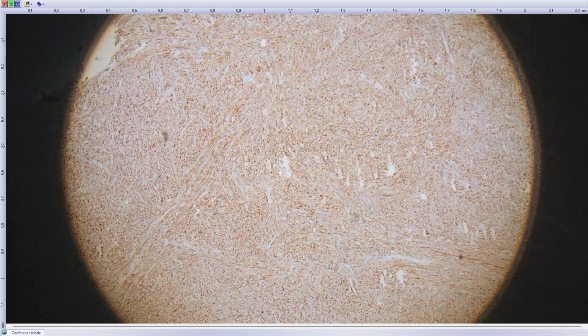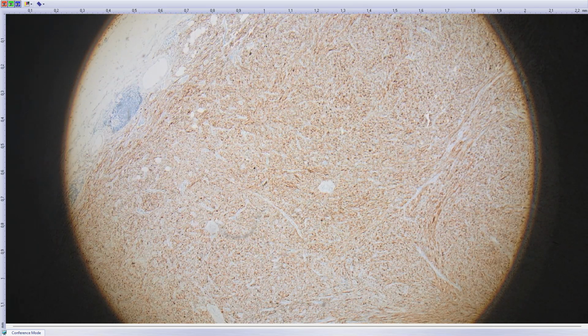Here is the SYNCAM3 antibody. Again, nice, diffuse, strong positivity. If I showed you CD34, it would be the same.